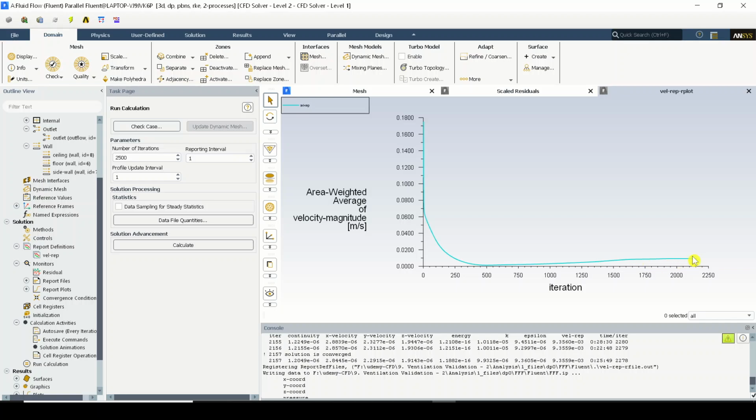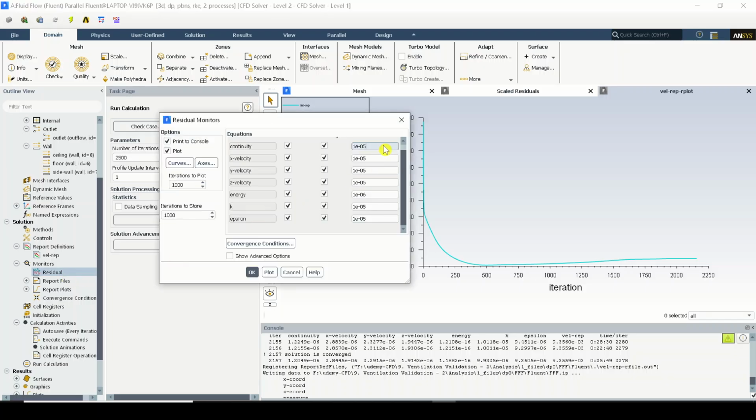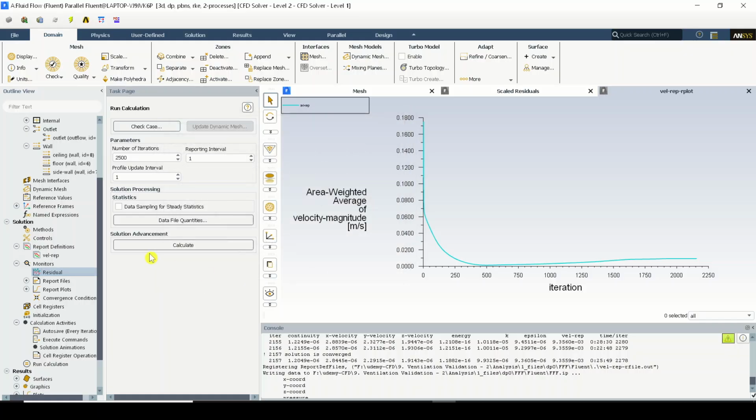So what I will be doing is extending the residuals again to 1e minus 6, so that I can run the iterations for a few more iterations, and then I can eventually stop the solution and conclude the convergence part. Already the velocity is approximately constant over here.